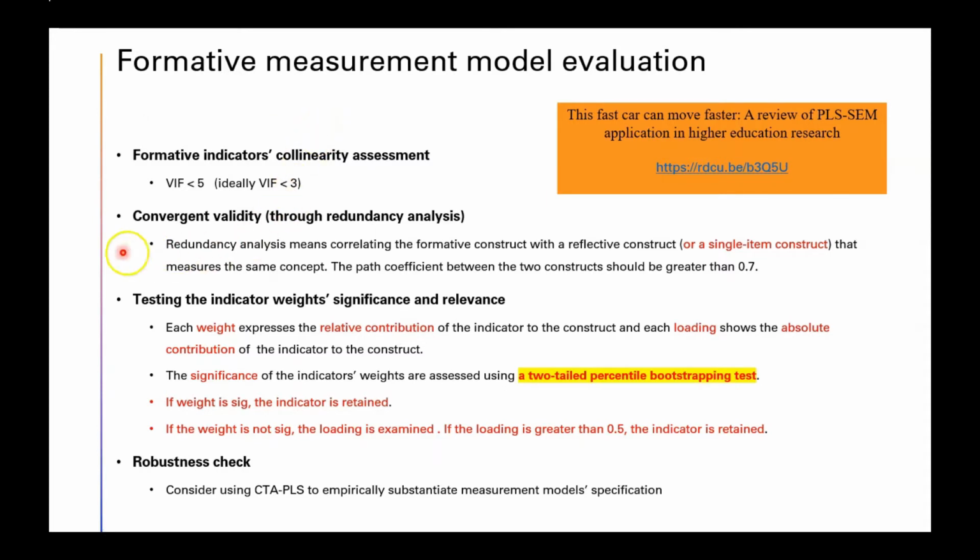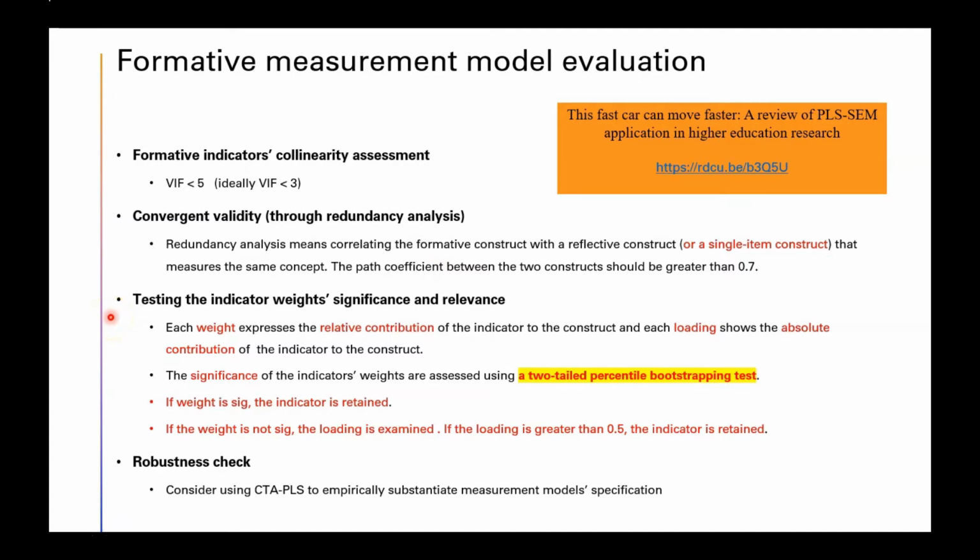Number 2 is convergent validity, and basically when it comes to convergent validity assessment for a formative measurement model, what you need to do is to run a redundancy analysis, and in doing so you need to specify a model with 2 components. One of them will be a formative construct and the other one will be a reflective construct, or preferably a single item construct, and both of these have to measure the same concept. And then if the path coefficient between these 2 constructs is greater than 0.7, it means that you have established convergent validity for your formative construct of interest.